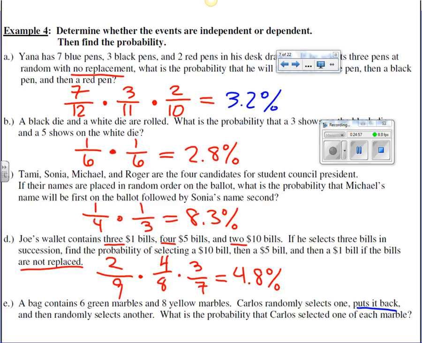So Ethan, what would be the probability that he gets a green? Good. And we're going to times that by Jesse. What's the probability he gets a yellow? Well, it's 8 over 14 because why? He put it back. So the bottom number stays. Okay. All right, what do y'all have for this one?